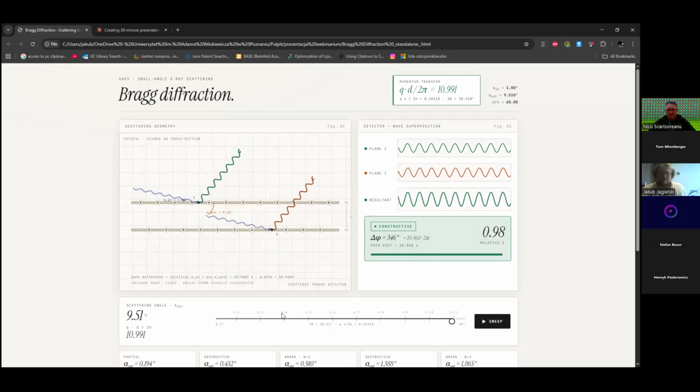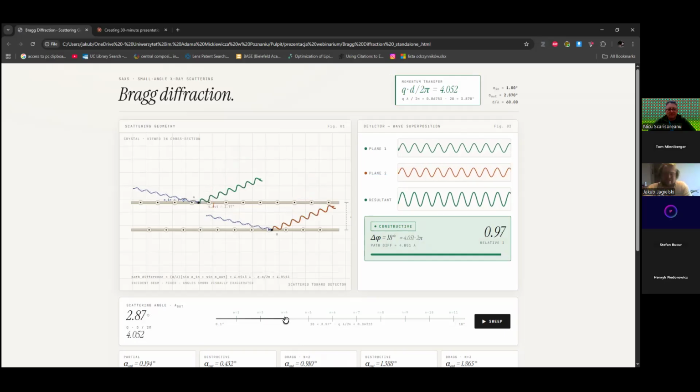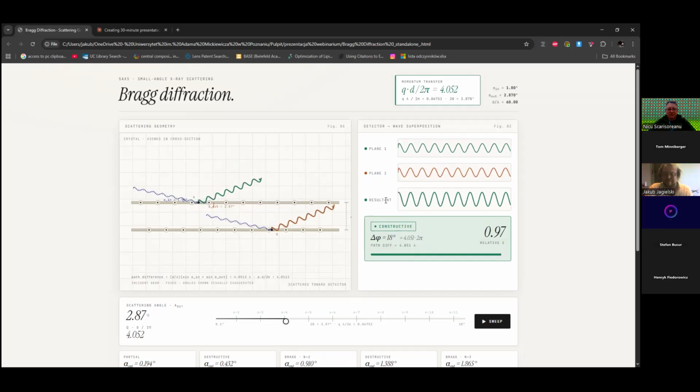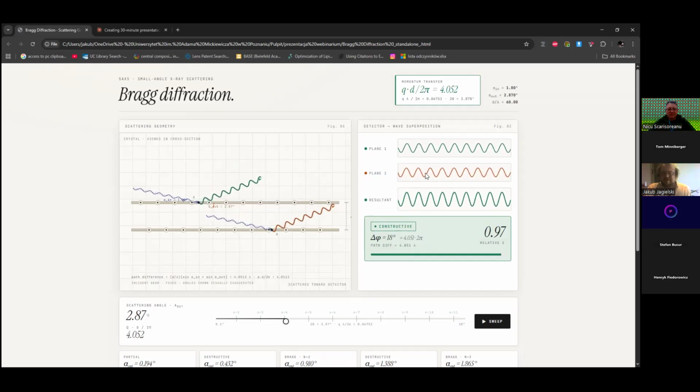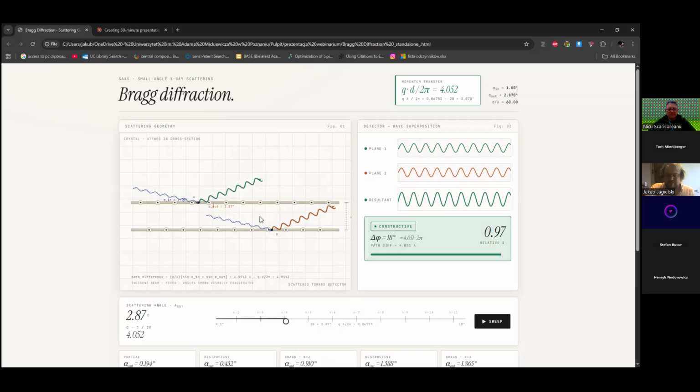Okay, so you can see that at certain angles, our resultant interfering wave is a really constructive interference.